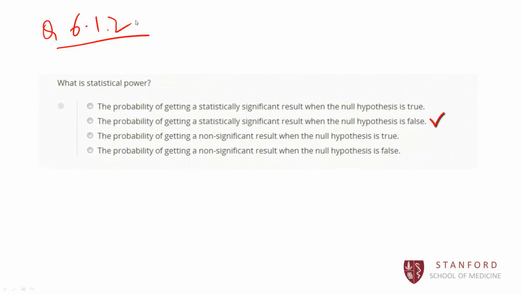The correct answer is B. Statistical power is the probability of getting a statistically significant result when the null hypothesis is false. Statistical power is the probability of detecting a real effect or rejecting a null hypothesis when you should.